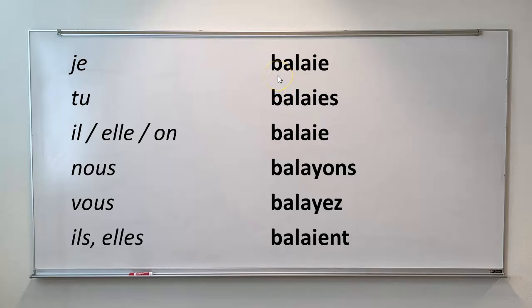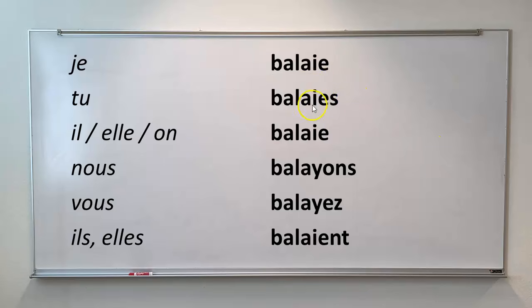So, je balaye. The pronunciation is the same whether you spell it with a Y or an I. Je balaye. Tu balayes. Il balaye. Either way, the pronunciation is the same. So just know that you can spell it either way. Either way is correct.